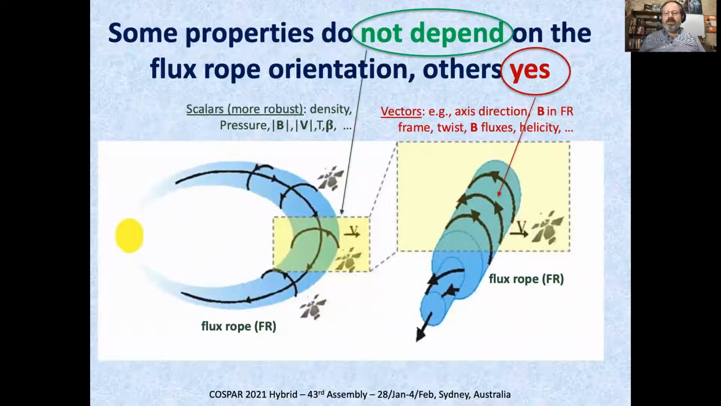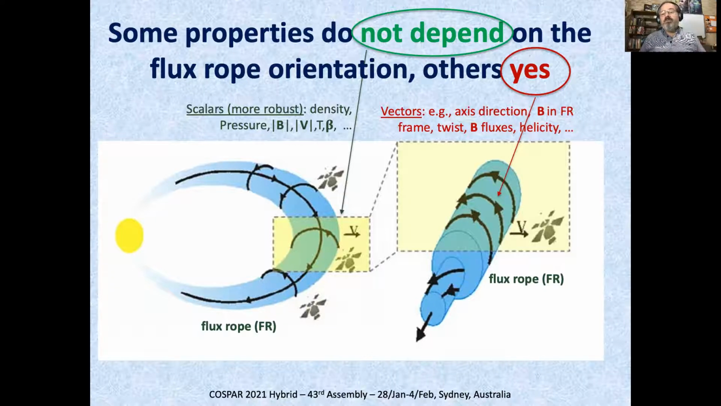Before starting to present our study itself, I will revise a bit the state of the art and difficulties associated with this kind of studies. Main properties of flux ropes can be scalars: density, pressure, intensity or modulus of the magnetic field, modulus of the velocity, temperature, plasma beta. But also can be quantities associated with vectors. For instance, the axis direction of the flux rope, the magnetic field with the three components in the flux rope frame, the twist, fluxes, magnetic fluxes, and magnetic helicity, among others.